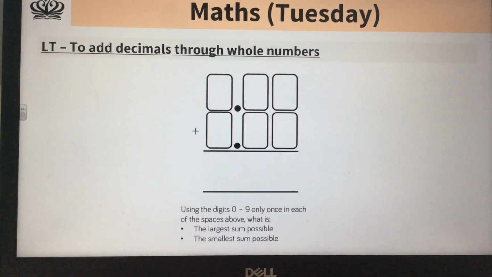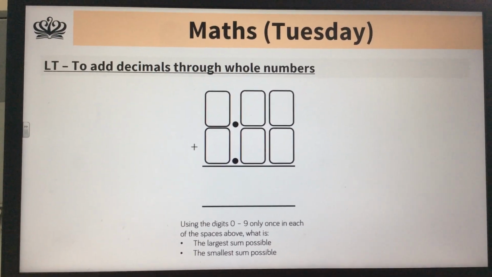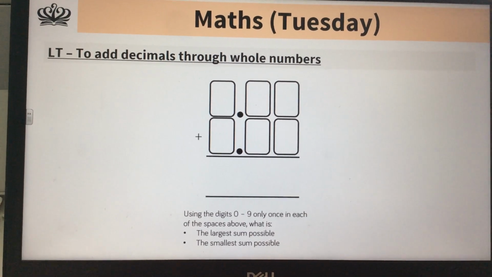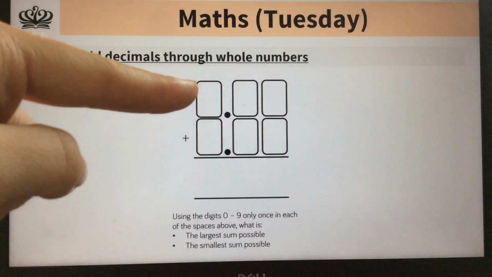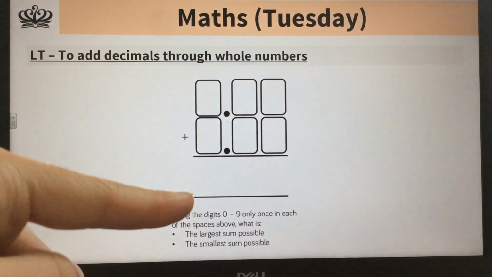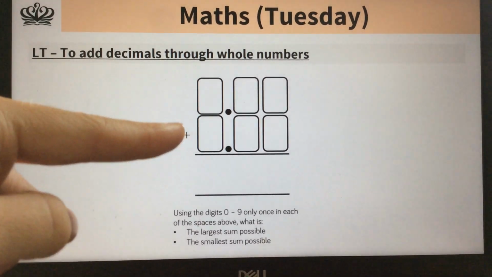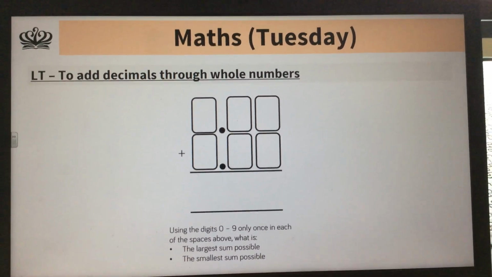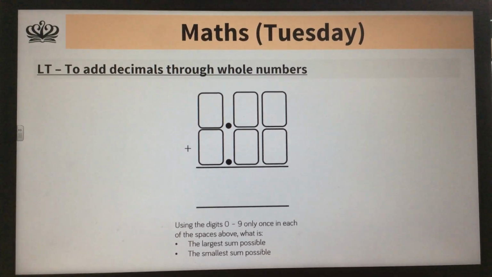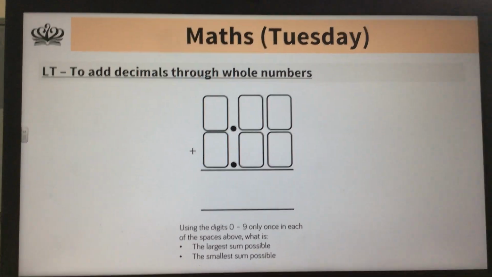So think strategically as well. You might just use trial and improvement, but you might be able to think a bit more carefully about what digits you'd need to put here to get you the biggest answer or the smallest answer. So think a bit logically as well. I was really impressed with how well everyone did that, how much resilience. So I bet we'll find those same skills being used here today.